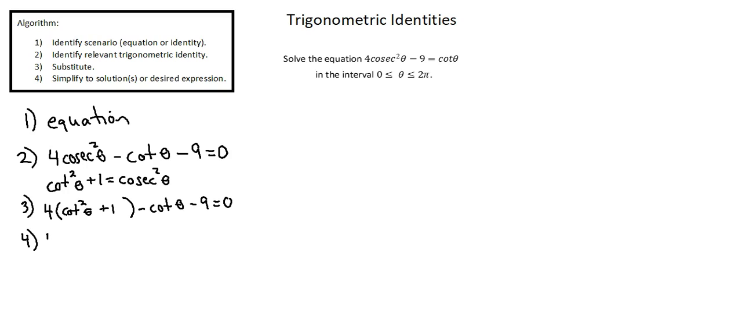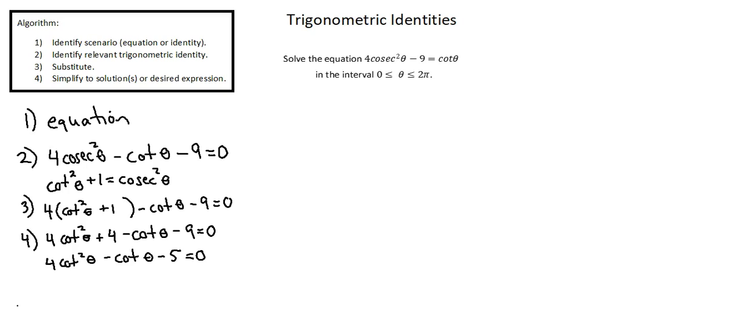We'll distribute the 4 to get 4 times cotangent theta squared plus 4 minus cotangent theta minus 9 equals 0. 4 times cotangent theta squared minus cotangent theta minus 9 plus 4, or minus 5, equals 0. From here we want to factor.